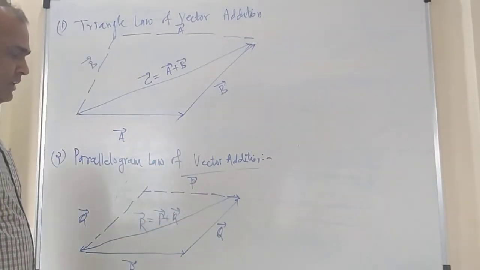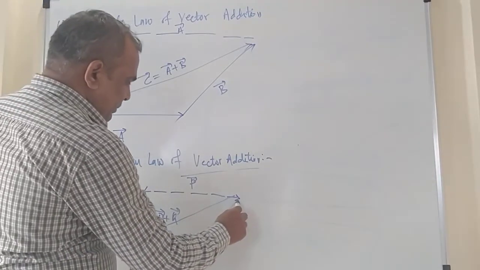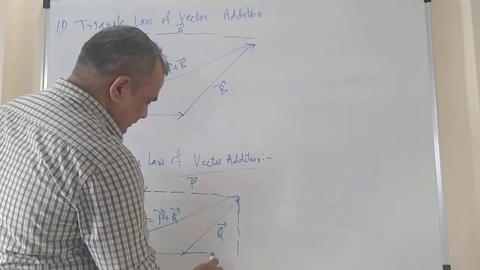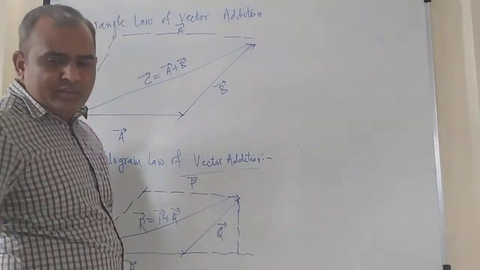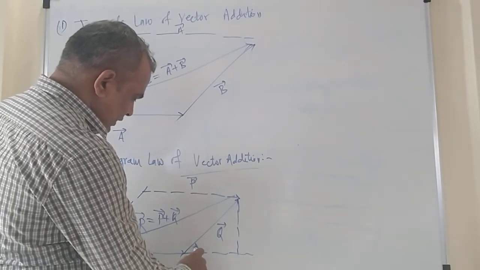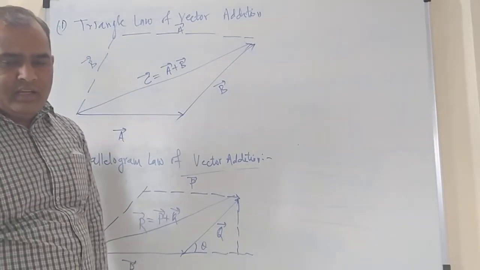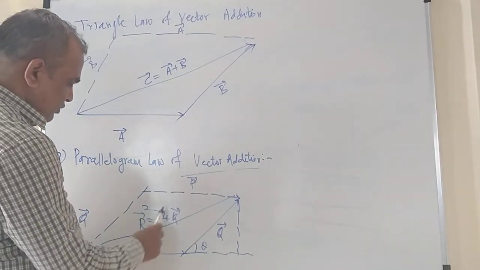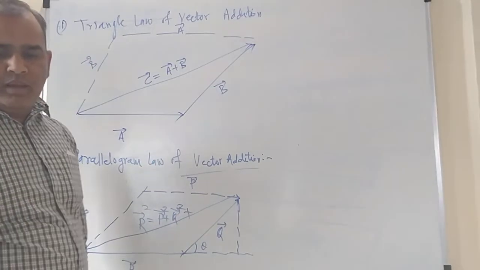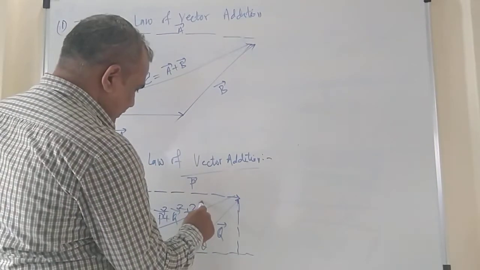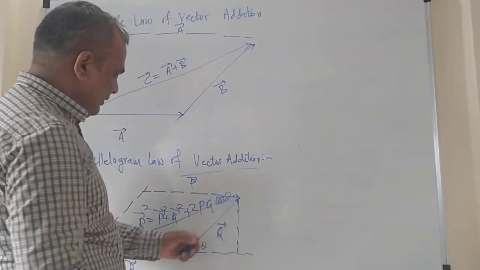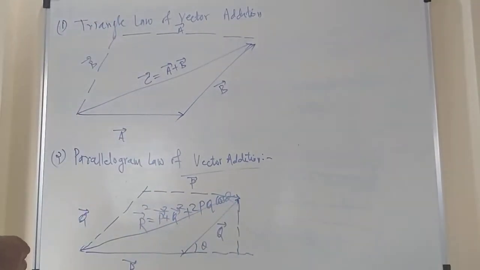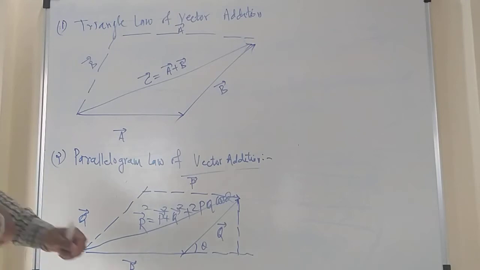Now one more additional term is that here there is an angle. If you draw a perpendicular from this point on the base, this will give you some angle. So this is, let us say, theta. Then R square is equal to P square plus Q square plus 2 times PQ cos theta, where theta is the angle between them. This gives you the resultant of the vector, and this is the third side, or I can say the diagonal of the parallelogram. This is called the parallelogram law of vector addition.